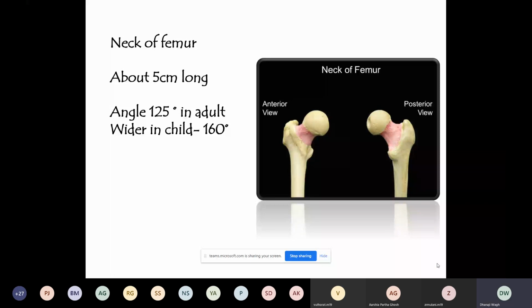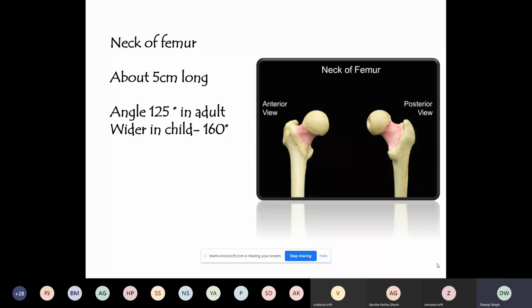Regarding its neck, the next point is the angle of femoral torsion or angle of anteversion. So what is this? The angle of femoral torsion is formed between the transverse axis of the upper and the lower end of the femur, and it is about 15 degrees. So clear about this? This is a Viva question.